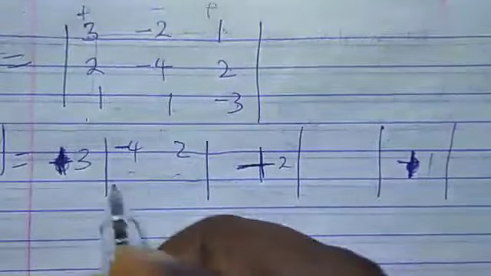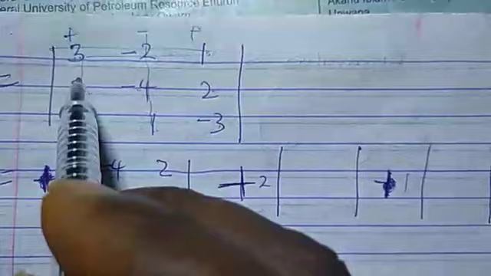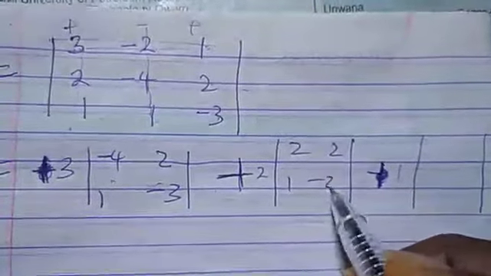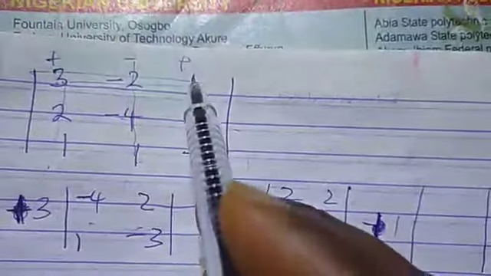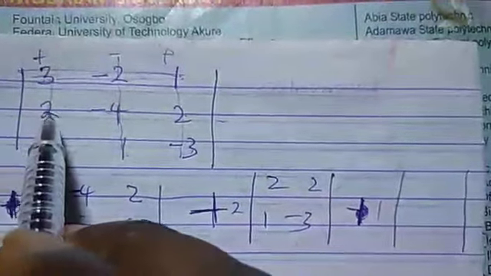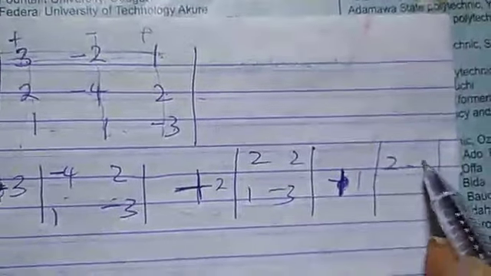Minus 4, 2, 1, minus 3. I'll come to this one too. I'll cancel out everything like this. I'll cancel this. What I'm going to have left is 2, 2, 1, minus 3. And finally, for this, I'll cancel this and I'll cancel this. What we have left is 2, minus 4, 1, 1.